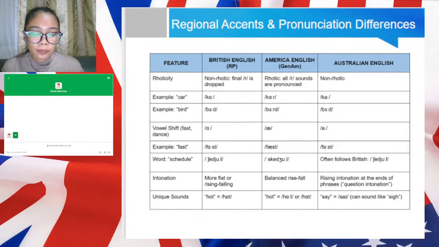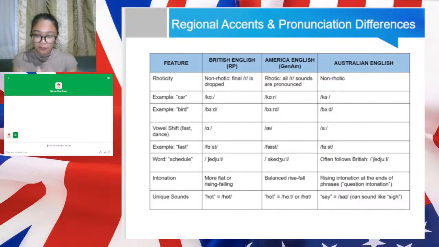So "say" is usually pronounced as "sigh" in Australian English. There is a subtle difference here, but not totally subtle, it is really recognizable for some speakers, because in American English we just say it as "say." Now in Australian English they sometimes say it as "sigh."